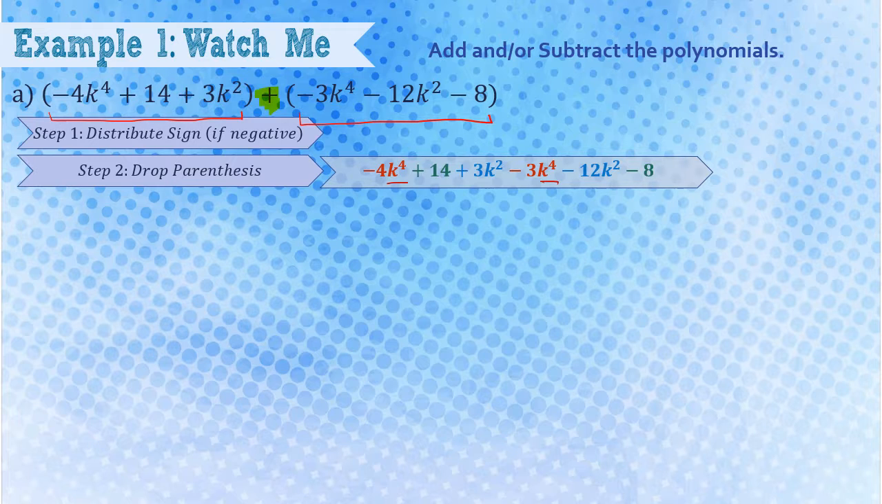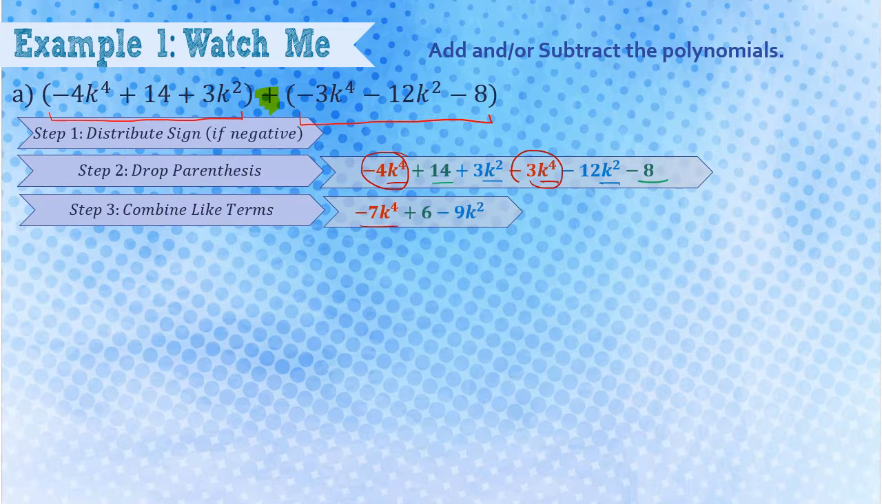My 14 is a constant term because it doesn't have a variable part. Same with the negative 8. I can put those together. And then lastly, my k squareds. These are like terms, so I can add those coefficients together. So that's what we're going to do in the next step. We're going to combine those like terms. So when I do that, if I look at just these 2 parts here, negative 4 k to the 4th minus 3k to the 4th, well, that's going to give me negative 7 k to the 4th.